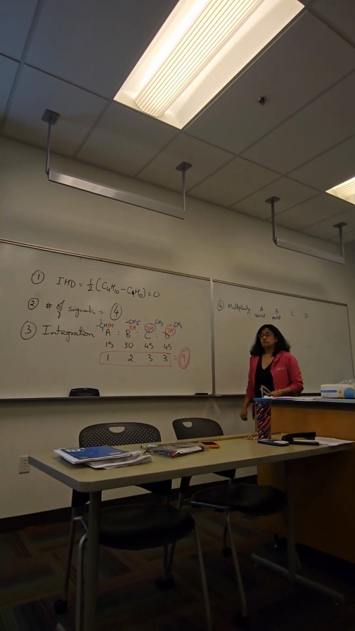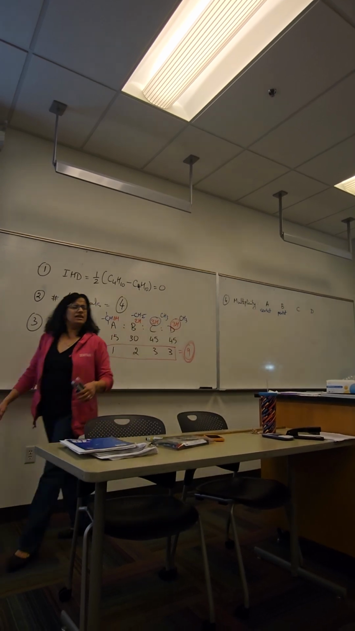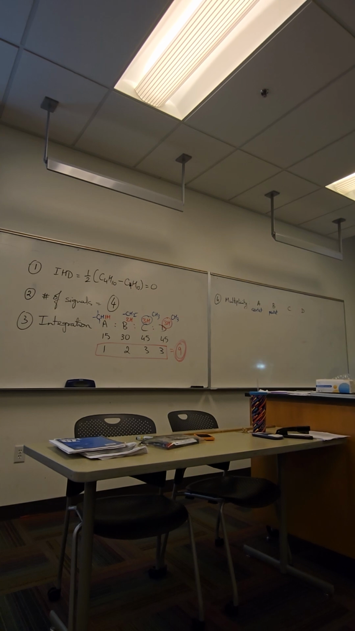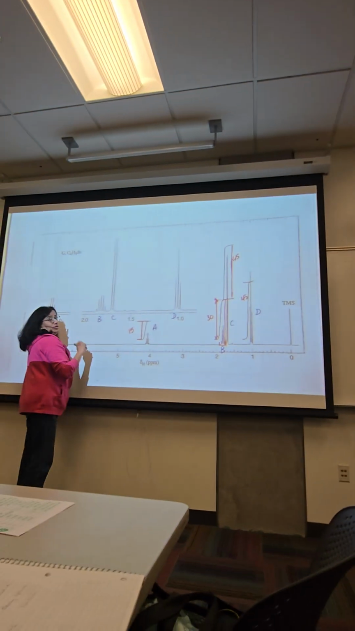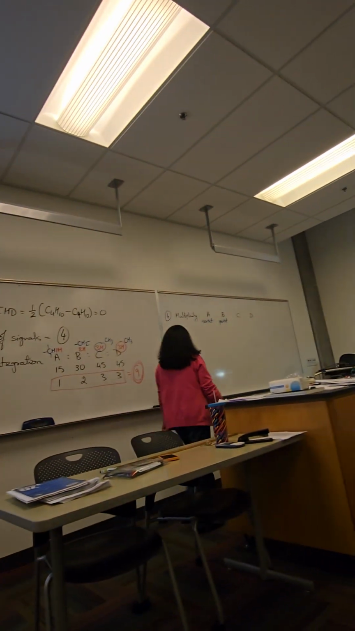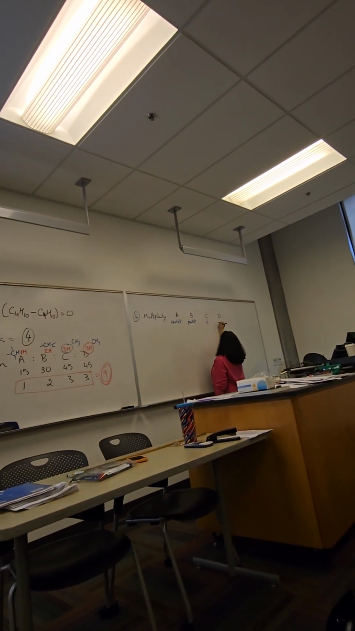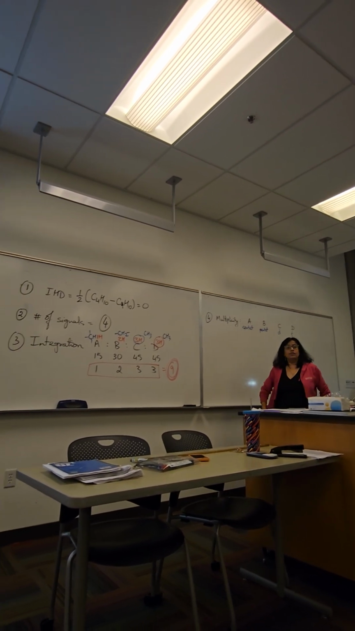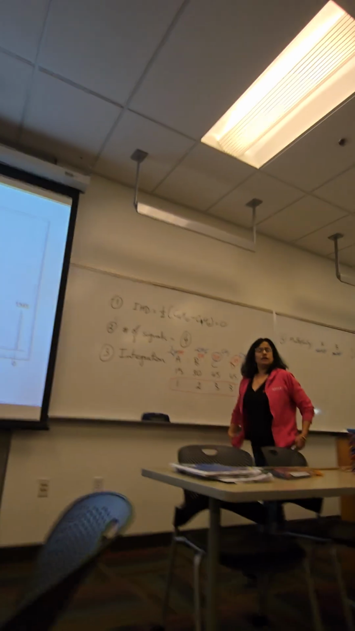You mean C? We already did B. C is a doublet. Agreed? And what's the signal multiplicity for D? Triplet. Everybody okay? Now we are going to do some critical thinking, some critical analysis here.